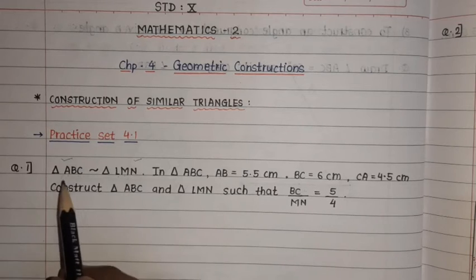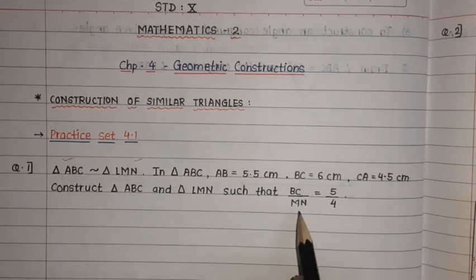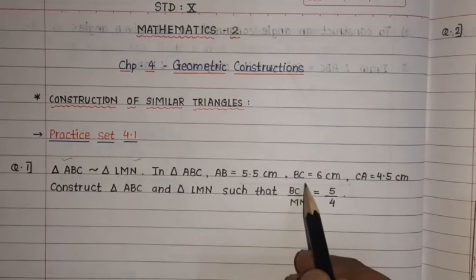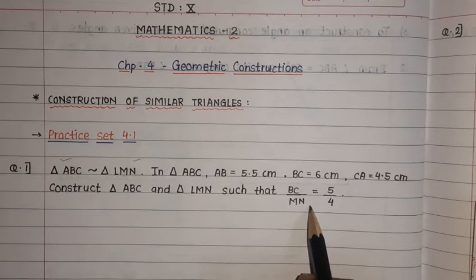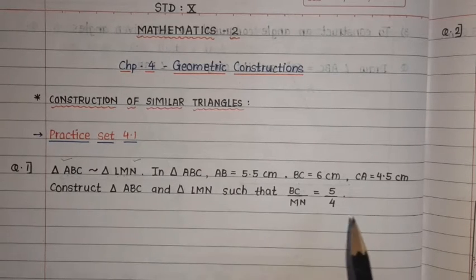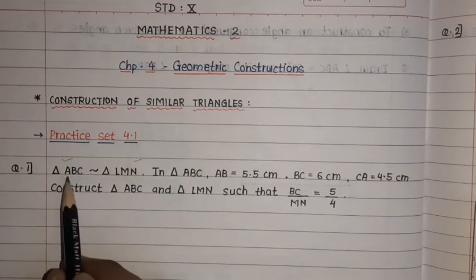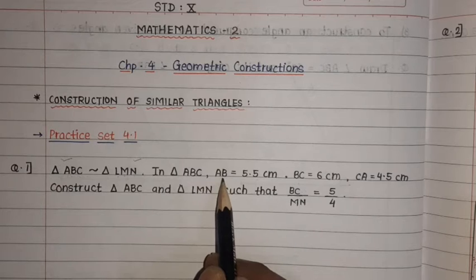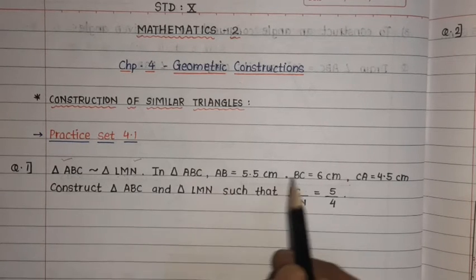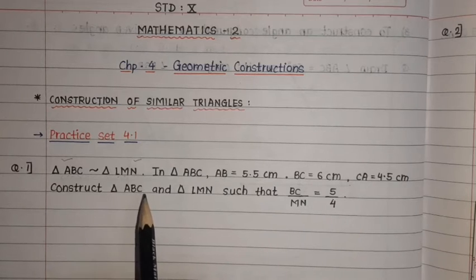BC is the side of triangle ABC and MN is the corresponding side of triangle LMN. Therefore, the ratio of corresponding sides is given. It is 5:4. Dear student, we can construct triangle ABC easily. Got it? Because all measurements of triangle ABC are given.